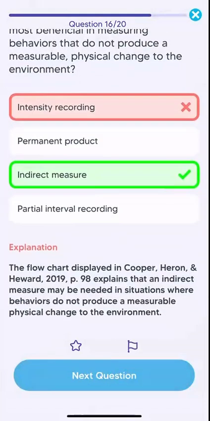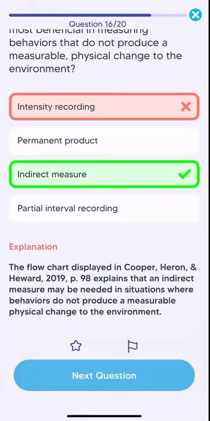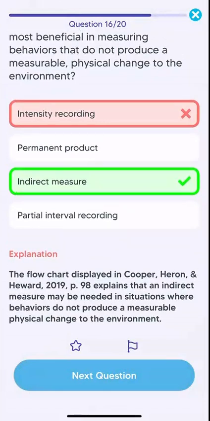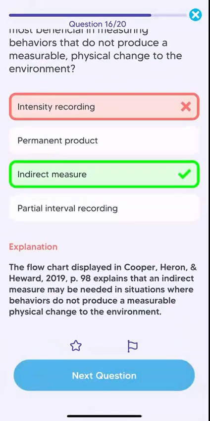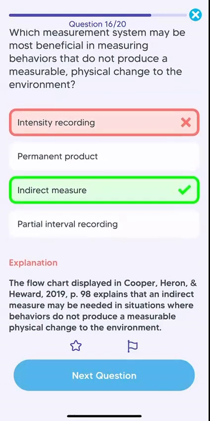That could be, oh, partial. No, indirect. The flow chart displayed in Cooper and Heron explains that indirect measure may be needed in situations where behaviors do not produce a measurable physical change to the environment. So you mean to say indirect. Okay.